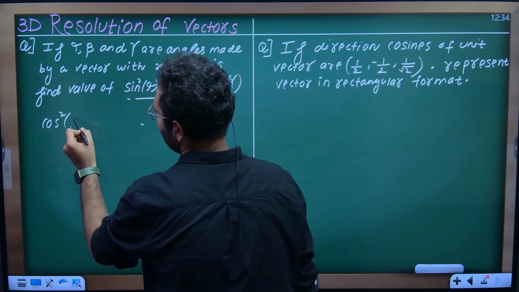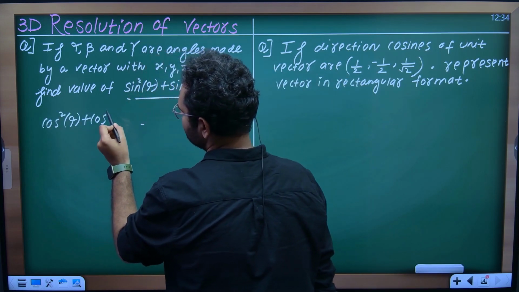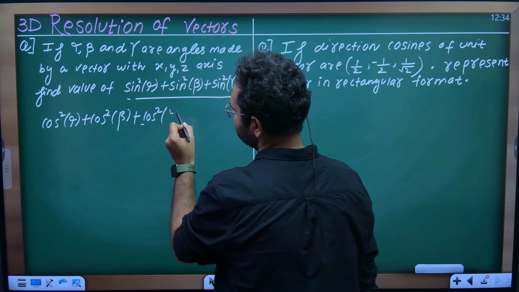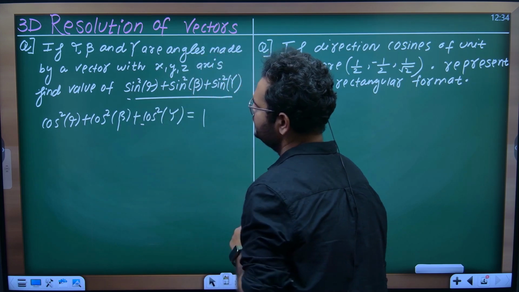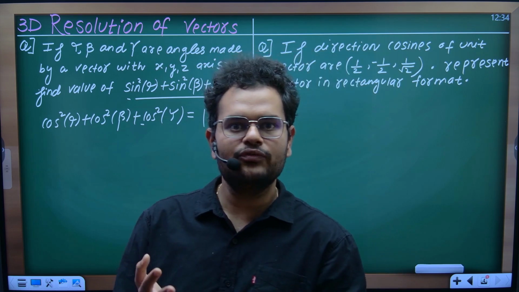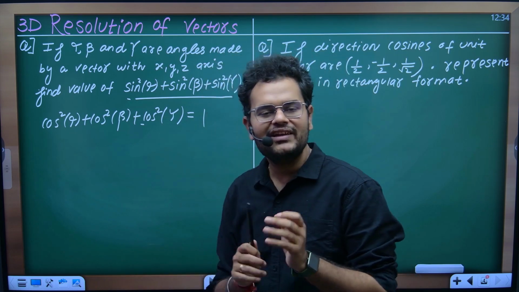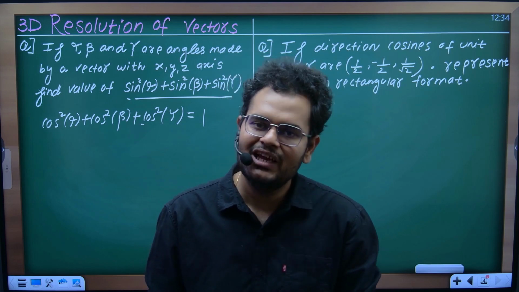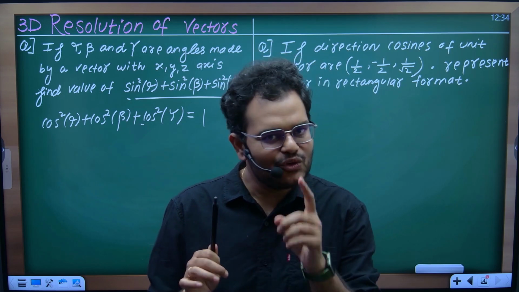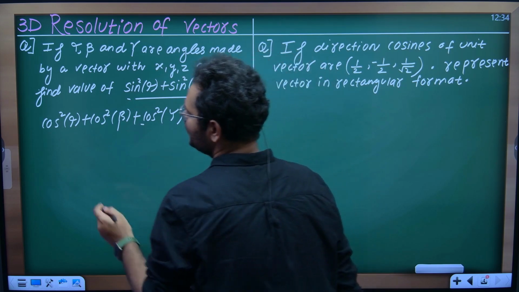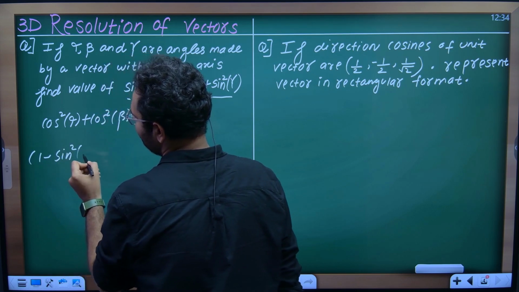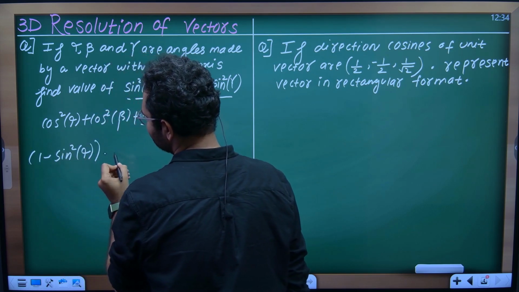Cos square alpha plus cos square beta plus cos square gamma is equal to 1. Sir, but here sin is asked. So how to go from cos to sin? Do we have any identity for squares? A very basic identity: cos square theta plus sin square theta is equal to what? 1. So can I write cos square alpha as 1 minus sin square alpha? Very basic. Don't ask how it came.